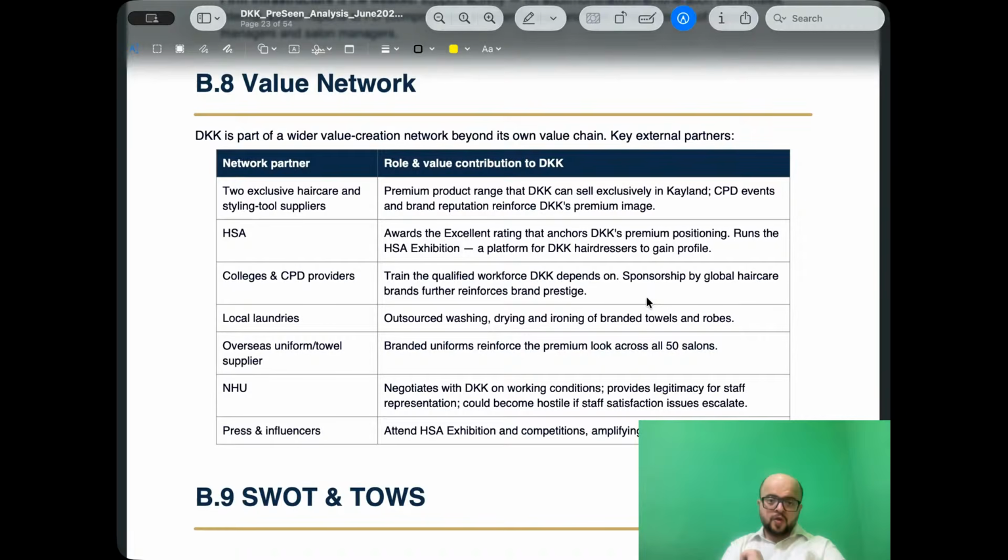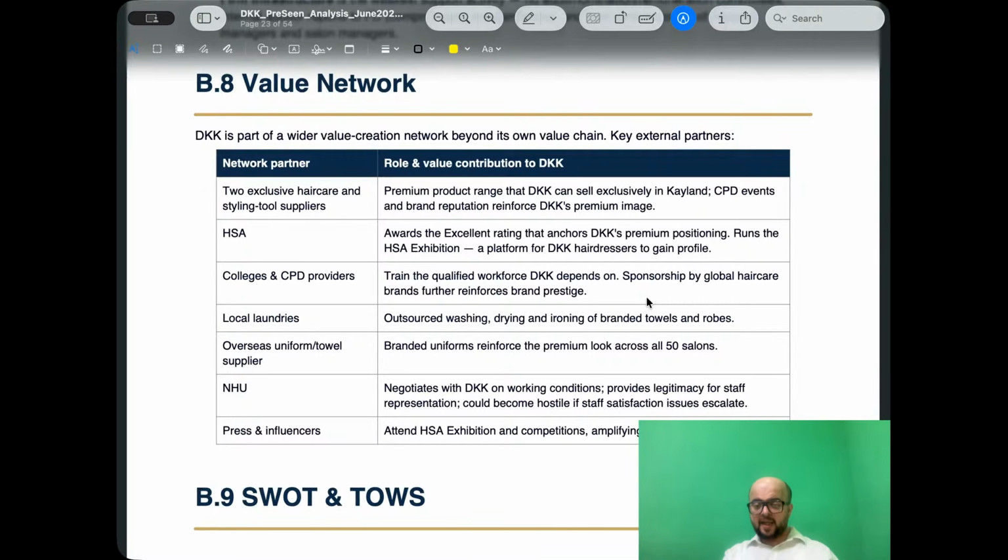gain profile. So when we talk of value network, what we are trying to understand is how different people, not just in DKK's value chain but in its entire ecosystem, their partners, are adding to DKK's presence. Then colleges and CPD providers, they train the qualified workforce that DKK depends on.